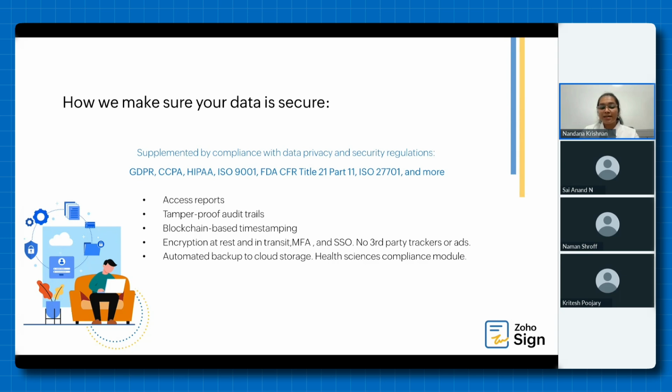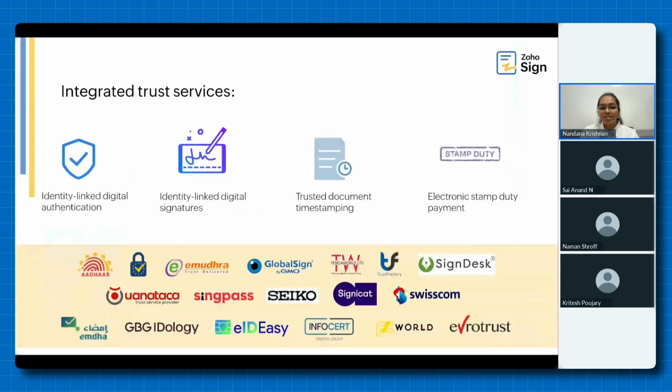Zoho Sign offers a specialized compliance module that helps them adhere to strict data privacy regulations. Zoho Sign also integrates with a network of trusted third-party service providers all over the globe. The services offered include identity verification, digital signature creation, timestamping, and electronic stamp duty payment.